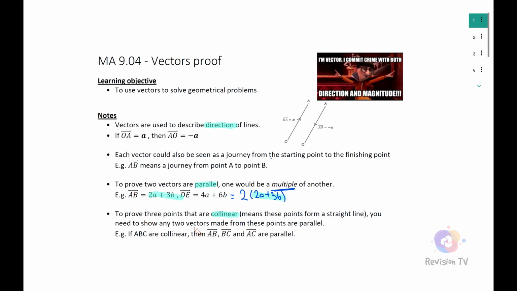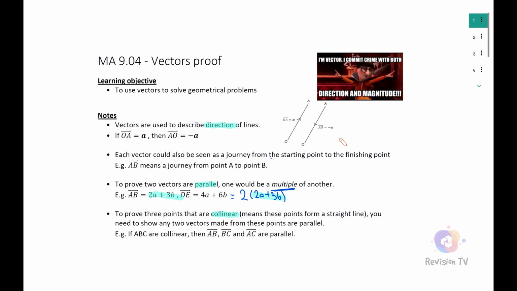Next one, to prove 3 points that are collinear. Collinear means 3 points form a straight line. So that means they lie on the very same straight line, without bend, without shortcut, without anything. They lie on the same straight line, just like snap peas.